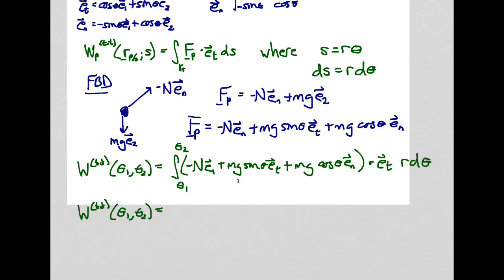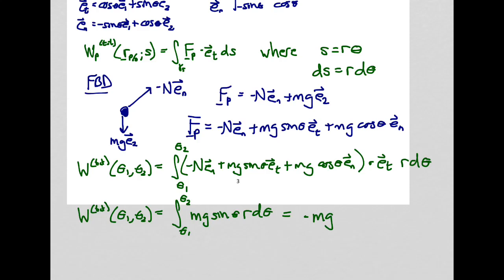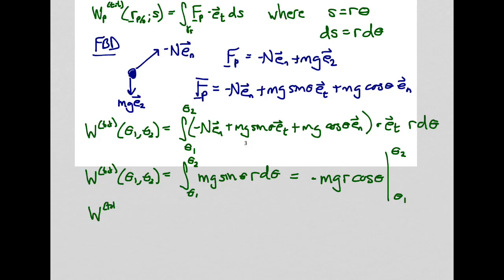So our total work, after doing the dot product, is going to be the integral from theta 1 to theta 2 of e_t dotted with the inside of this for our force, which is only going to be mg sine theta, and then we have an r d theta. When we take the integral we get negative mgr cosine theta, evaluated using the fundamental theorem of calculus from theta 1 to theta 2, and finally that gives us the quantity where our total work from theta 1 to theta 2 is equal to negative mgr of cosine theta 2 minus cosine theta 1.